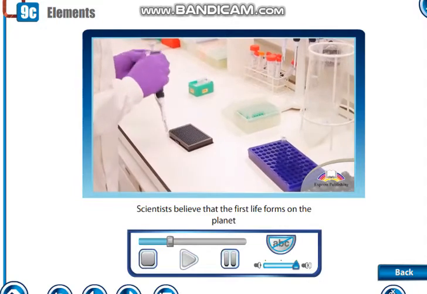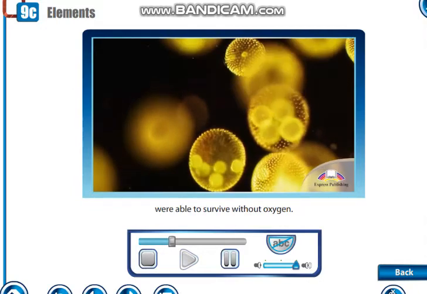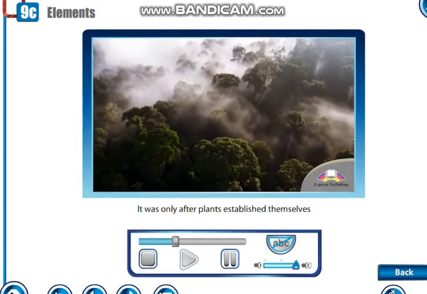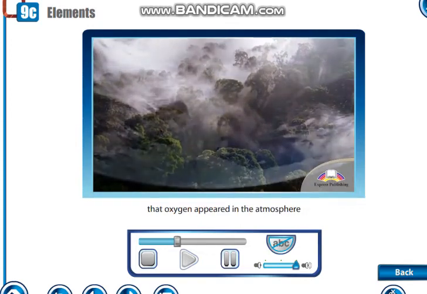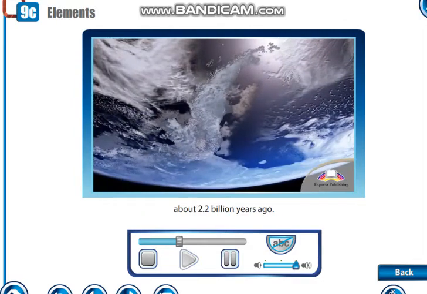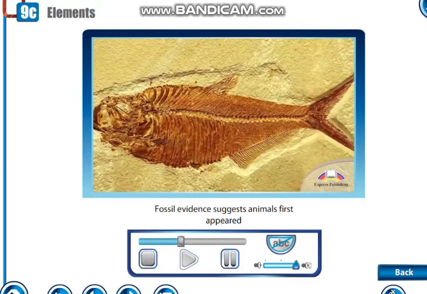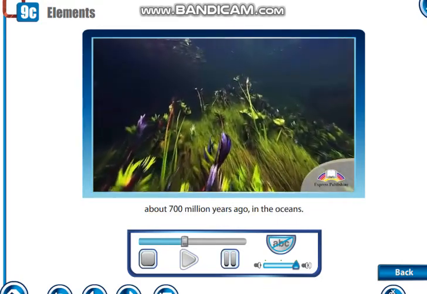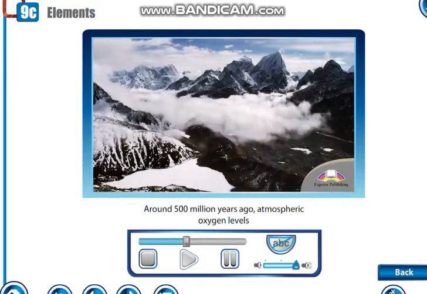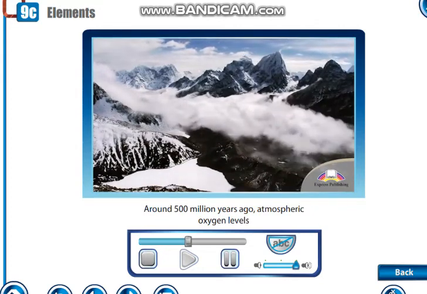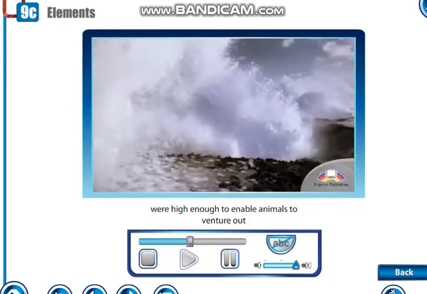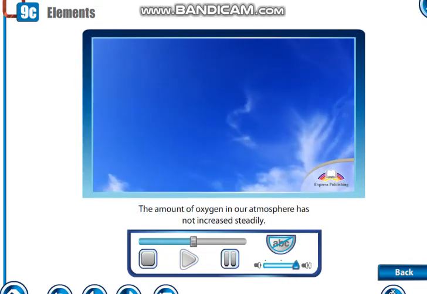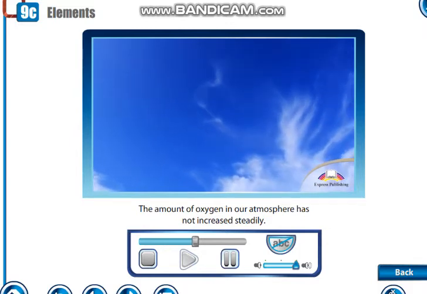Scientists believe that the first life forms on the planet were able to survive without oxygen. It was only after plants established themselves that oxygen appeared in the atmosphere about 2.2 billion years ago. Fossil evidence suggests animals first appeared about 700 million years ago in the oceans. Around 500 million years ago, atmospheric oxygen levels were high enough to enable animals to venture out of the ocean and onto land. The amount of oxygen in our atmosphere has not increased steadily.